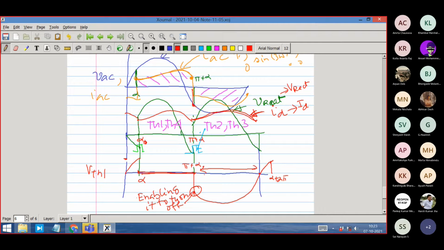In a way I am maintaining that suppose for some reason you wanted to turn off at this point, where the supply voltage is still positive. It would not have turned off, because assuming that it has turned off, the voltage across it will be positive. So it will again come back. It will not turn off. This is what is commutation failure.